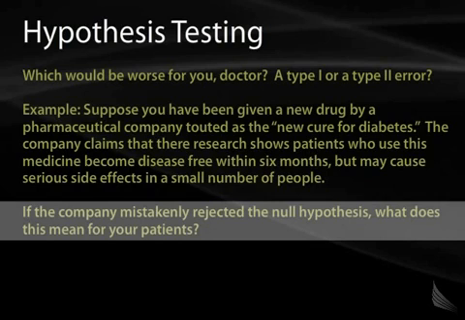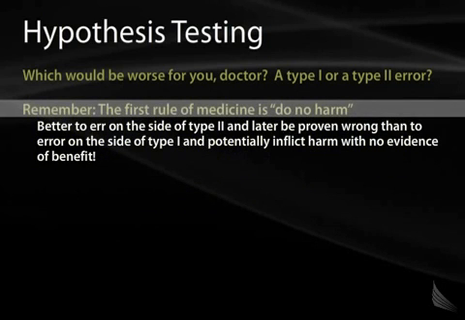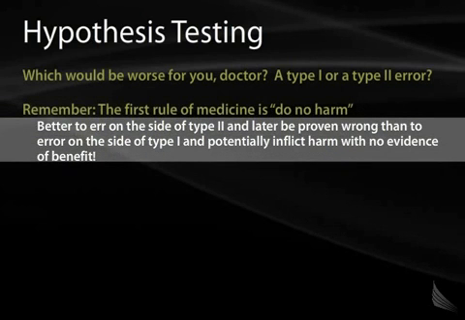If the company mistakenly rejected the null hypothesis, what does this mean for your patients? Well, remember, the first rule in medicine is to do no harm. So perhaps it would be better to err on the side of a type 2 error and to later be proven wrong than to err on the side of type 1 and potentially inflict harm with no evidence of benefit. These types of trade-offs are commonly made when deciding what the threshold value should be for deciding whether or not a diagnostic test is positive or negative, and we'll discuss this further in subsequent lessons.